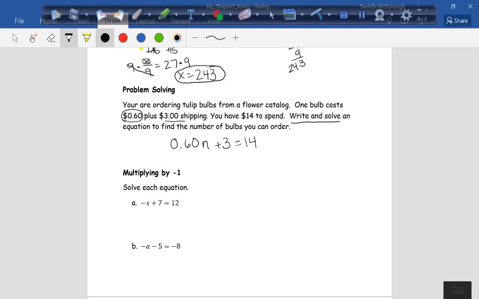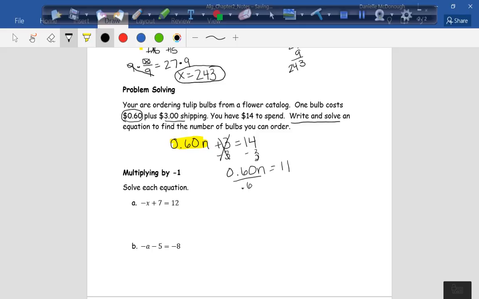So now what we want to do is go through and solve for our n. There's the term with my variable. And so what I want to do is subtract 3 from both sides first. That's going to cross out because it's 0. And then what I'm left with is my 0.60n is equal to $11.